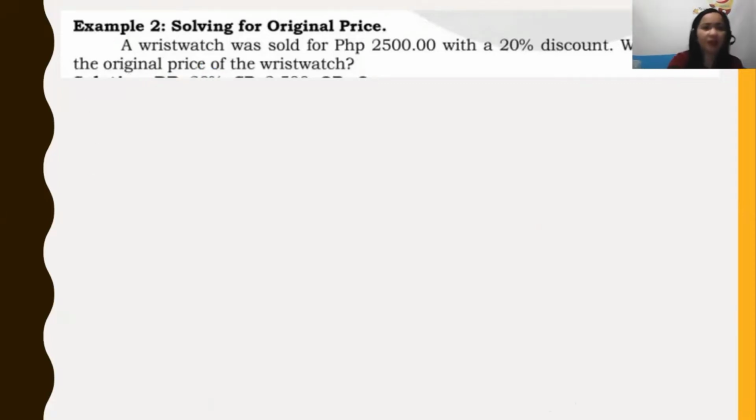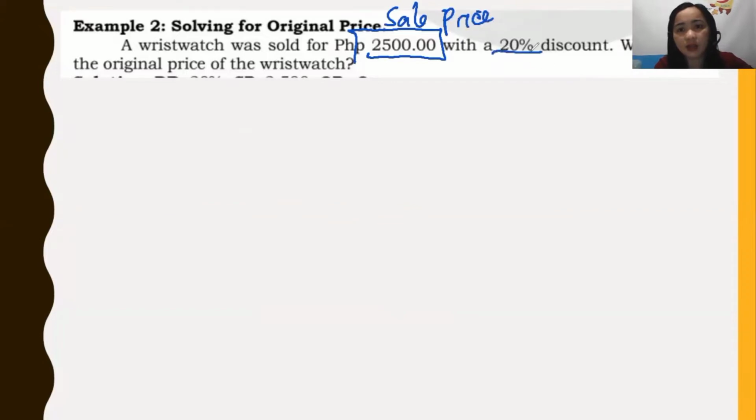First, one problem here. A wristwatch was sold for 2,500 pesos with 20% discount. What was the original price of the wristwatch? So dito, ang tinatanong yung original price. Ibig sabihin, nabawasan na, yung 2,500 here, the 2,500 here is the sale price. And we have here the discount rate.